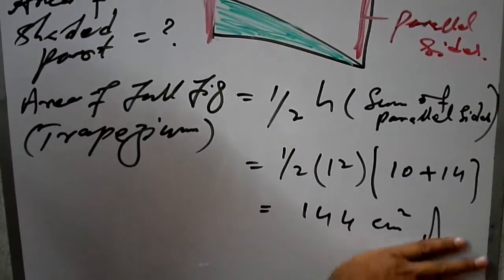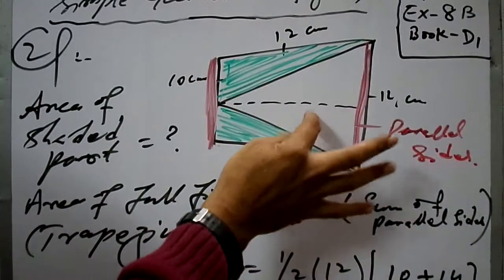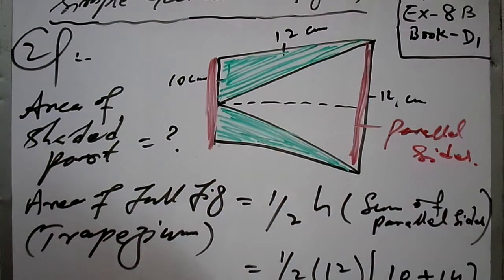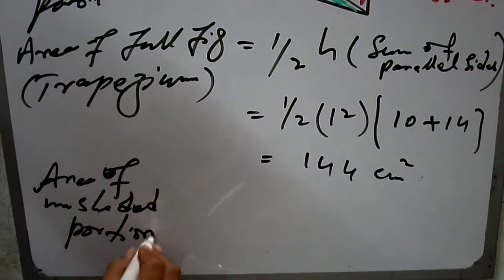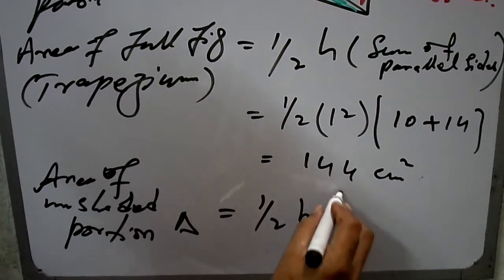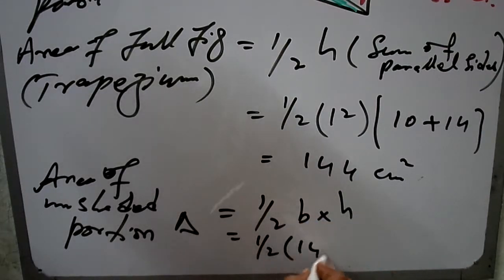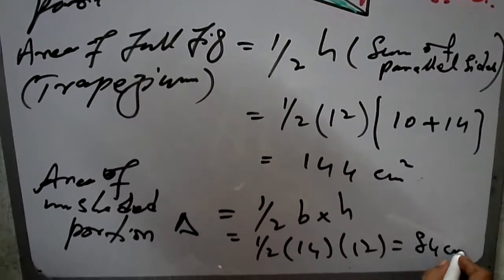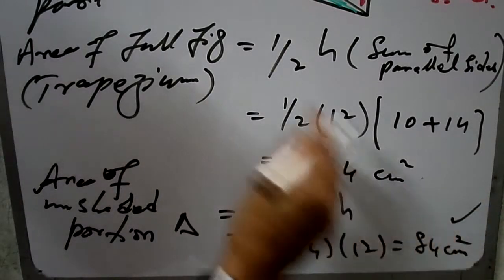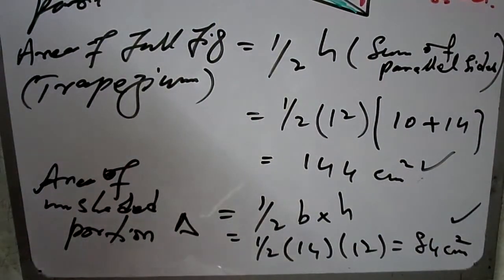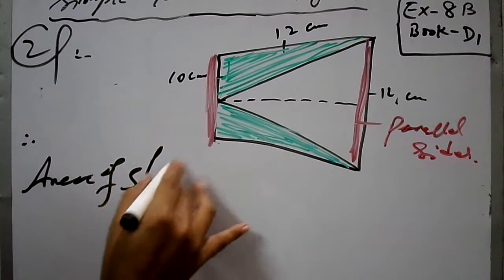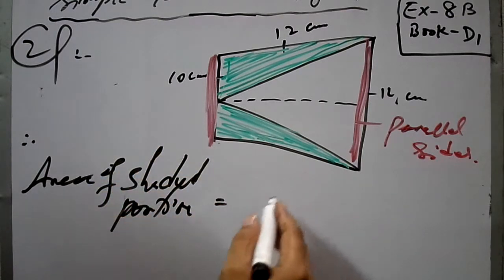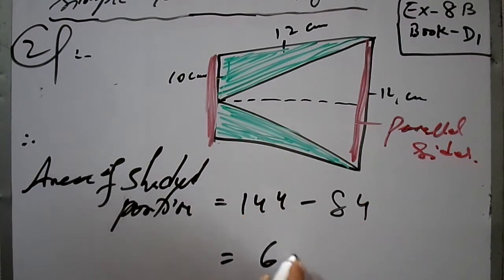Now the area of the unshaded part, because we have just calculated the area of the full figure. Now we have to find the area of the unshaded part, that is the area of the triangle. The unshaded portion is a triangle, and this is equal to half base into altitude. So putting the values, base is 14 and height is 12, so you will get 84 centimeter square. So you can find the area of the shaded portion just by subtracting. Therefore the area of the shaded portion is equal to 144 minus 84, you will get 60 centimeters square.